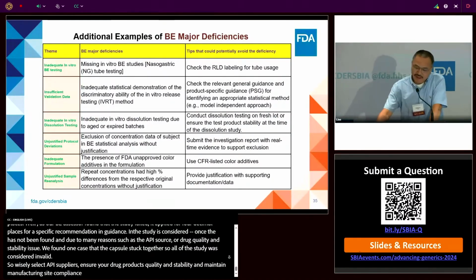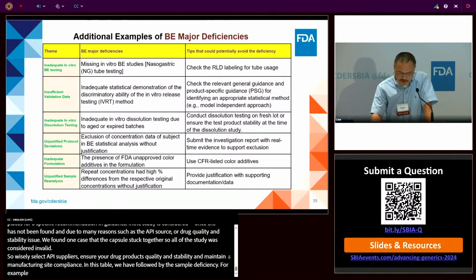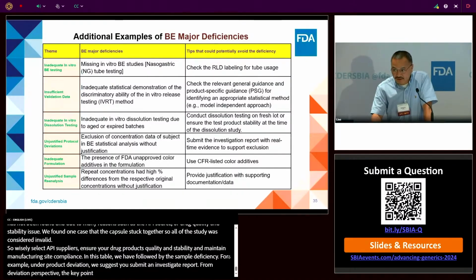In this table, we summarize each BE major deficiency theme, followed by sample deficiencies with tips. For example, when excluding a subject's data due to protocol deviation, we suggest submitting a full investigation report from both bioanalytical and clinical deviation perspectives. The key point here is real-time evidence, including your statistical plan.